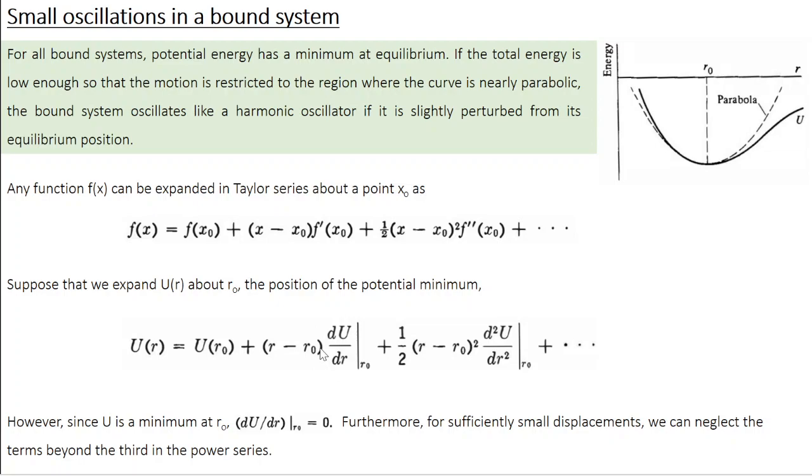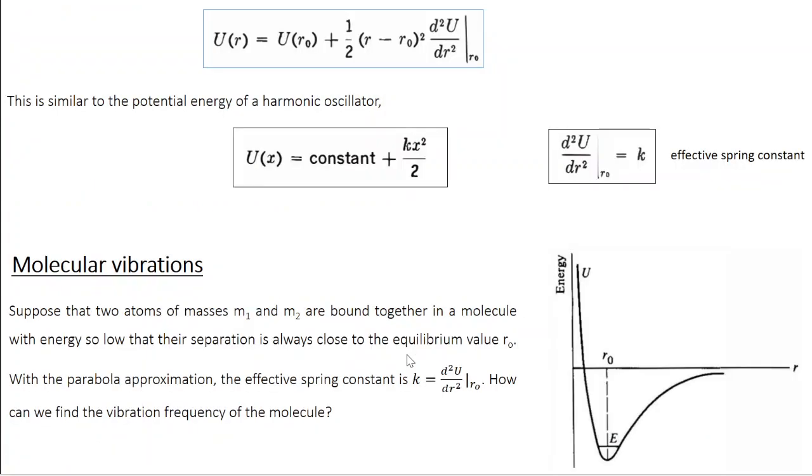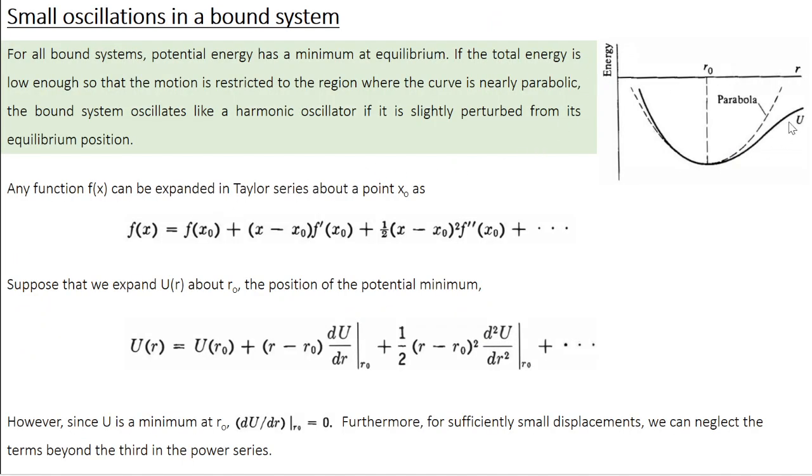Now I can write u of r equal to u of r naught plus half (r minus r naught) square d square u by dr square at r naught. Now, if you compare this with the potential energy function of a harmonic oscillator, u of x equal to half kx square, the function doesn't change if you add a constant to it, because u of x equal to half kx square is nothing but a parabola.